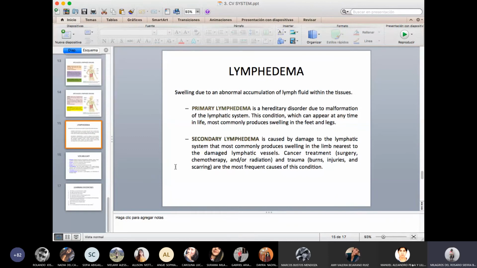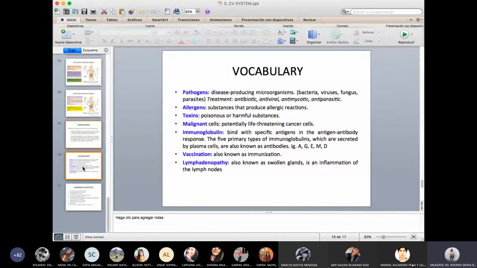Then lymphedema, for example, that's a pathology of the lymphatic system that is characterized by swelling because there's an abnormal circulation or accumulation of the lymph fluid. The most common causes are secondary causes related to cancer treatment, surgeries, or chemotherapy. The primary cause is not very common. This is mostly due to a malformation of the lymphatic system.